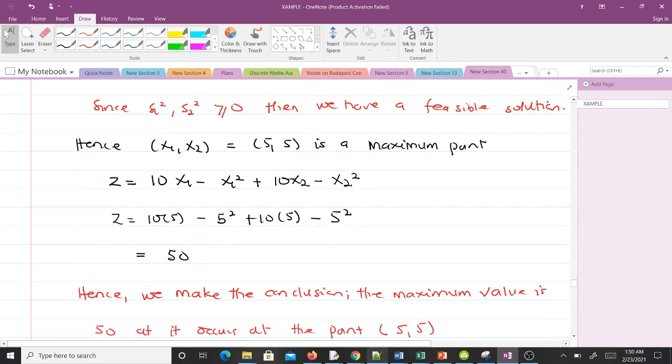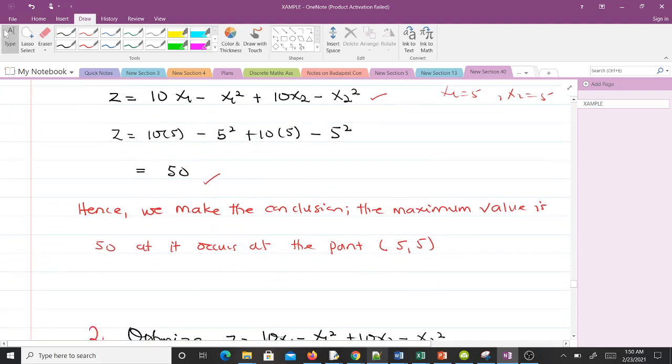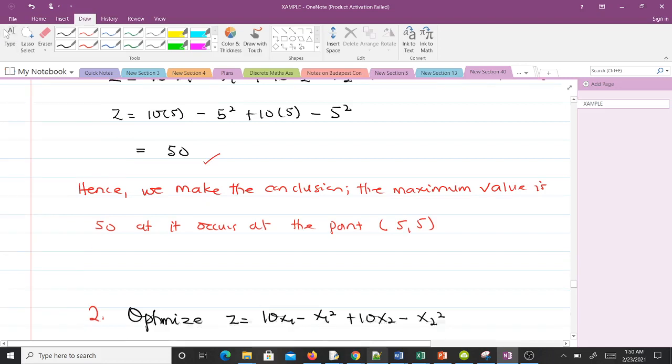And when we put 5 5 into our objective function, this is our objective function, if we should put x1 to be 5 and x2 to be 5 inside, we are going to get 50. So we made a conclusion that the maximum value is 50 and it occurs at the point 5 5 because the question told us to maximize. Okay, so that's the solution to the first one, which is very simple. So we'll be solving the second one, which will expose us to a whole lot of things. And I love this question a lot.